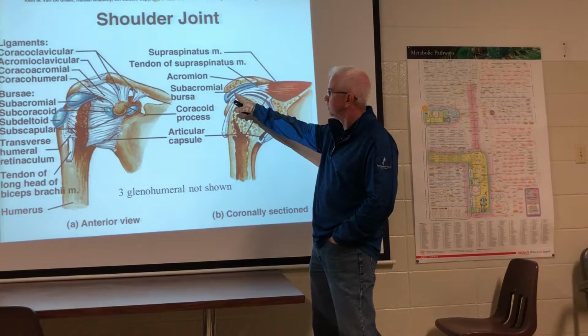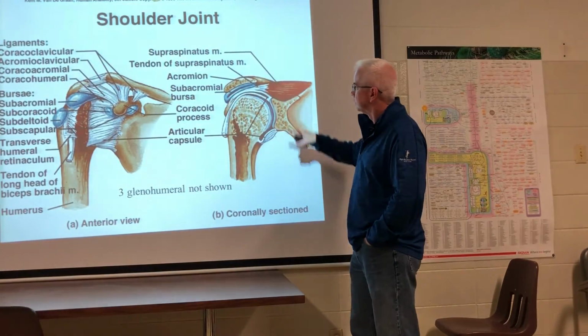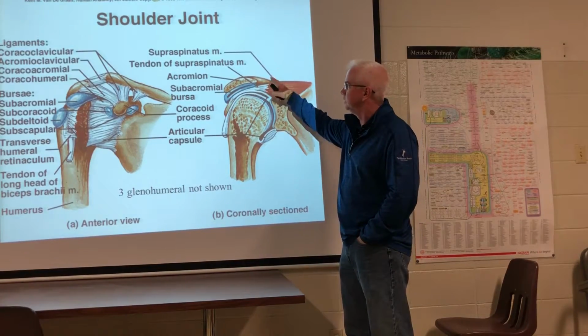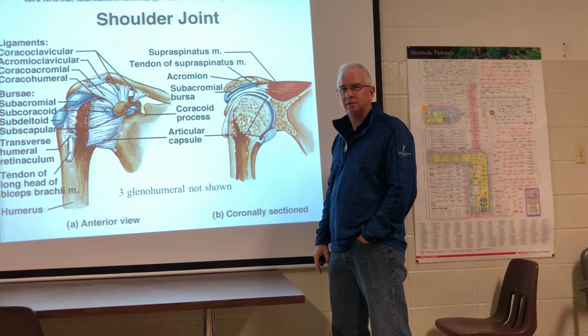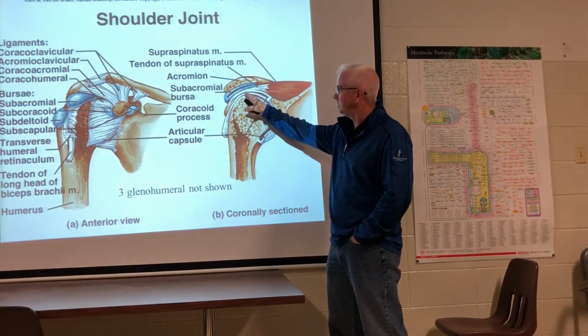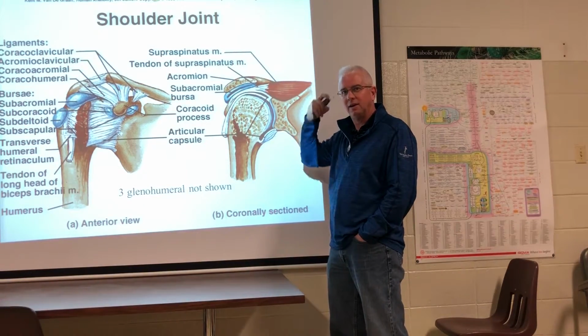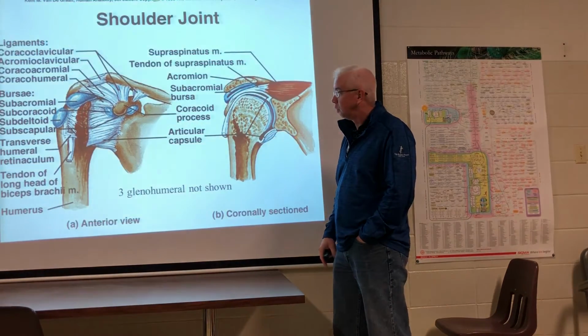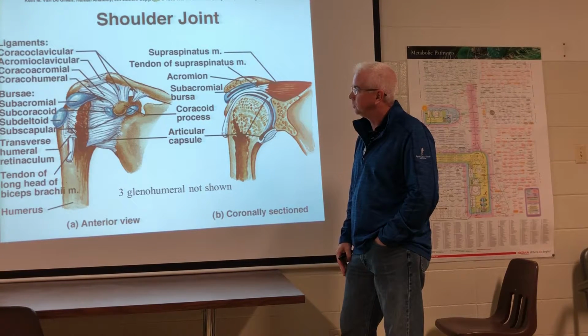How about this one right here? The subacromial bursa right here. This is the supraspinatus, and here's the tendon of the supraspinatus. You see what that does? It protects the tendon of the supraspinatus from the acromion. So bursa make good sense for their locations in the joint.